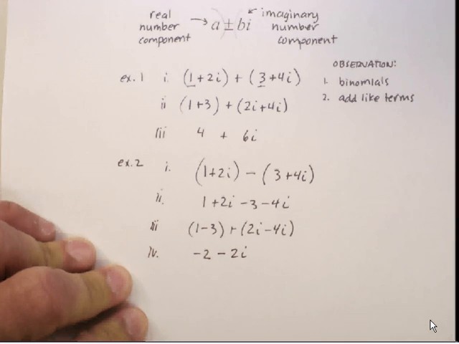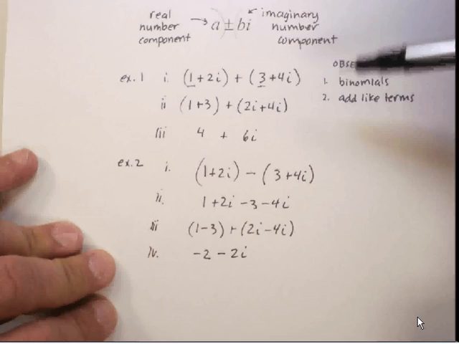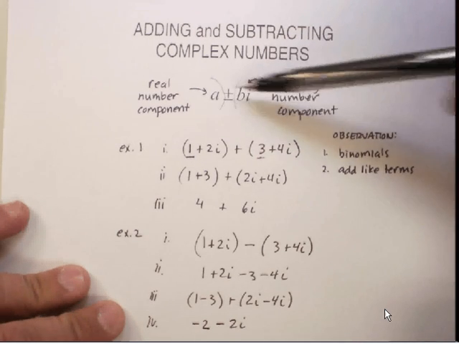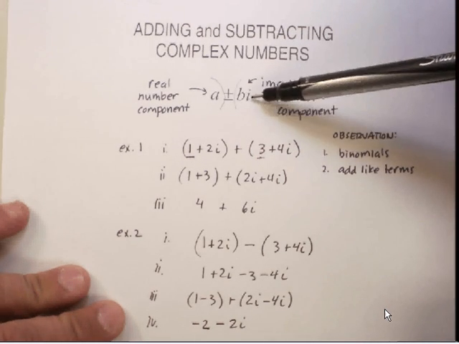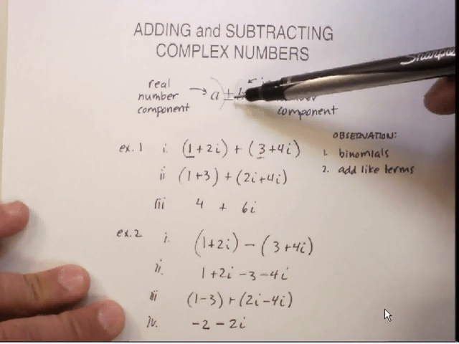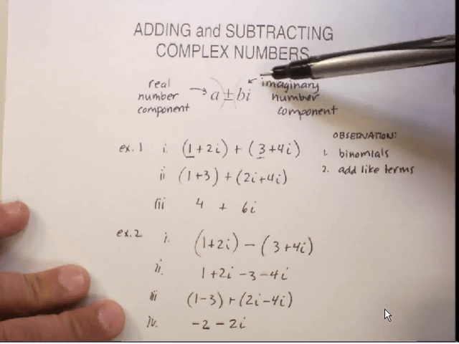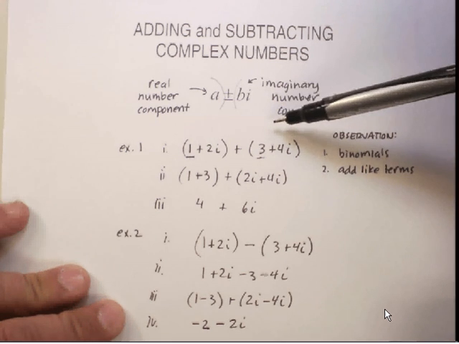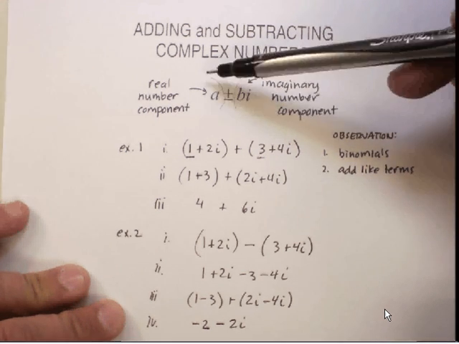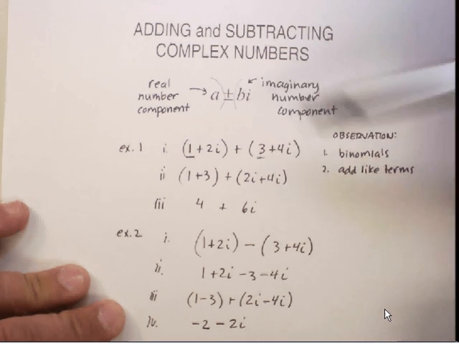Okay, I hope that was helpful. So again, the thing you want to remember for adding and subtracting complex numbers is to treat the complex number, the a plus bi form, as a binomial. And then you want to add or subtract the like terms. Add the real number components and add the imaginary number components. Or if you're subtracting, subtract the real number components and the imaginary number components. Okay, I hope that was helpful.